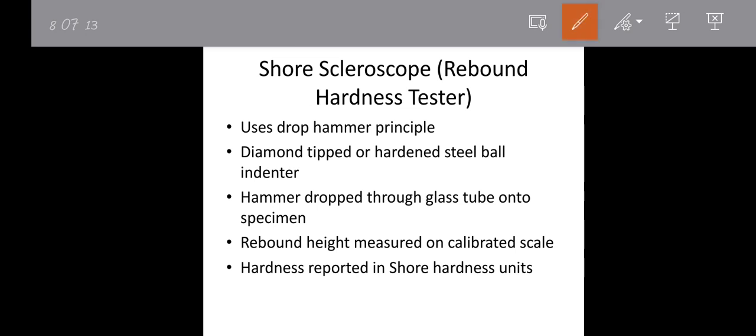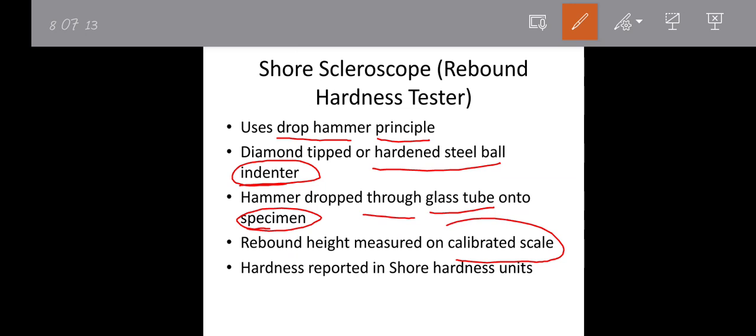In this method, we use the drop hammer principle. A diamond-tipped or hardened steel ball is used as an indenter, and the hammer is dropped through a glass tube onto the specimen. The rebound height is measured by a calibrated scale, known as the Shore scleroscope. The hardness is reported in Shore hardness units.